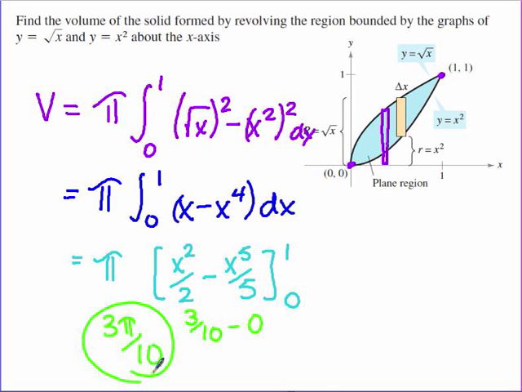So how do you know when to use the washer method? It's got a hole. When it's got a hole when you revolve it, yes. You can totally look at that thing. It's got a hole. It's got a huge hole.